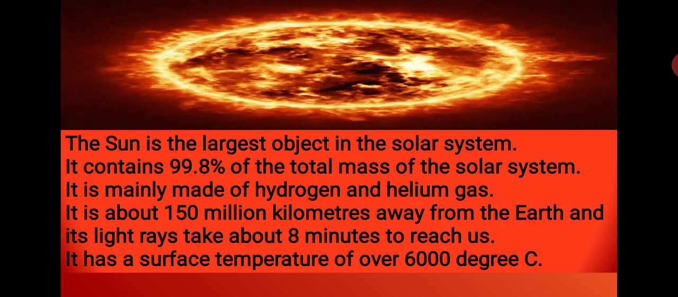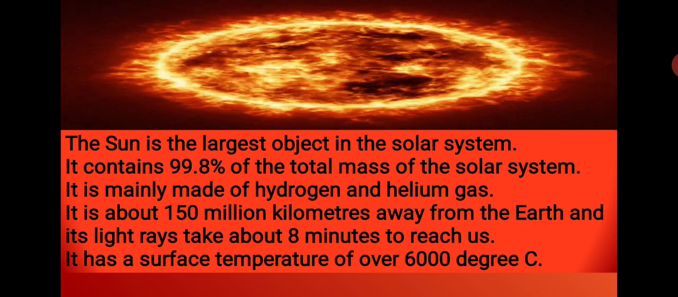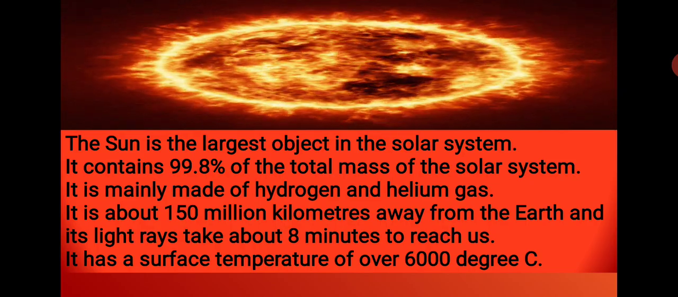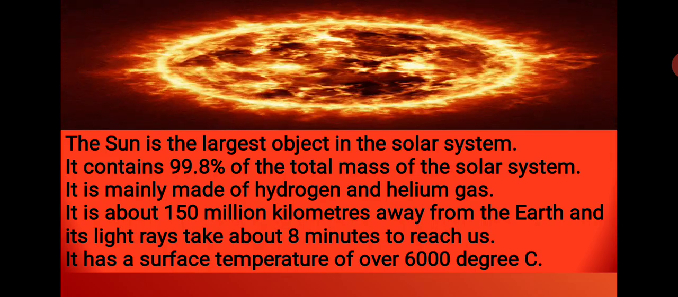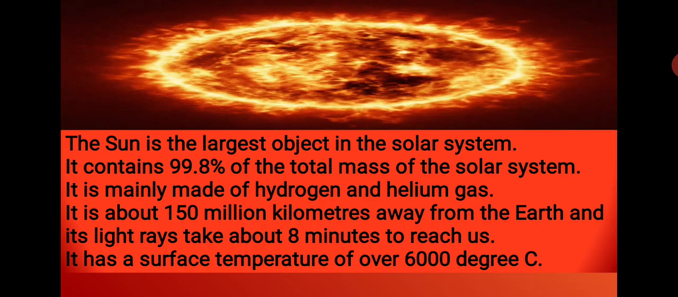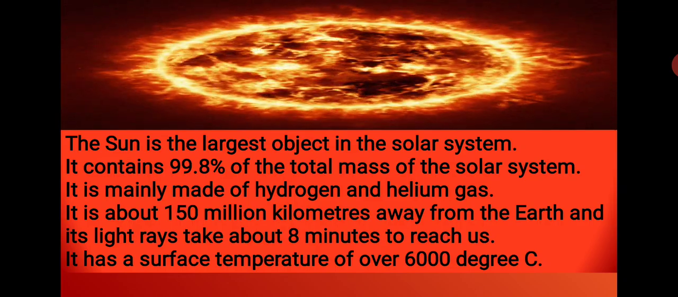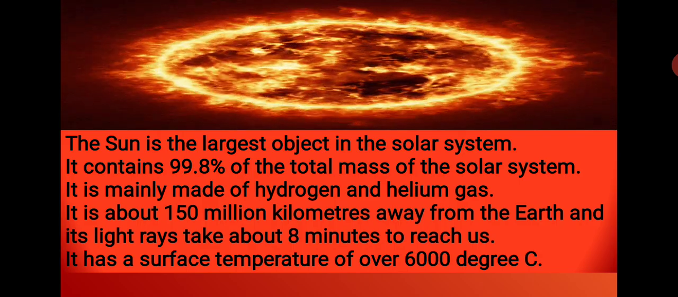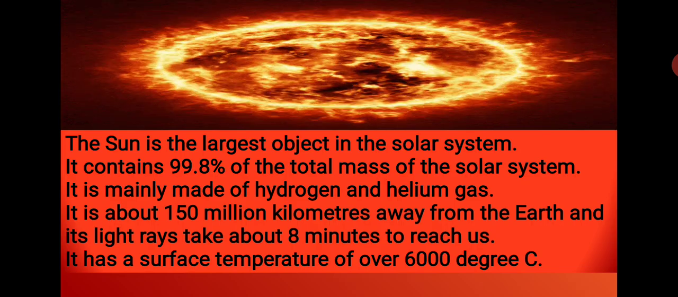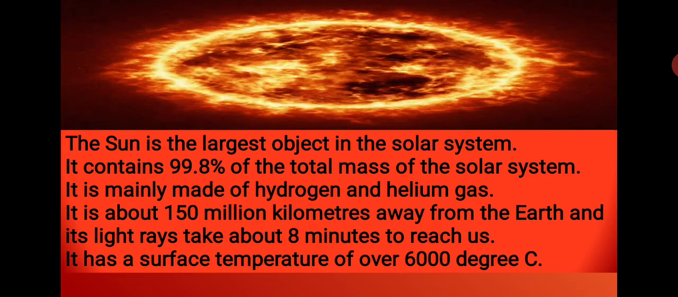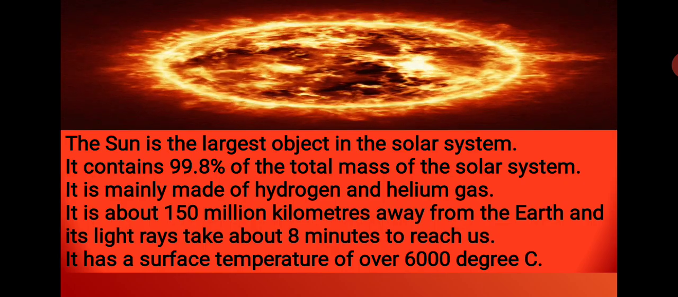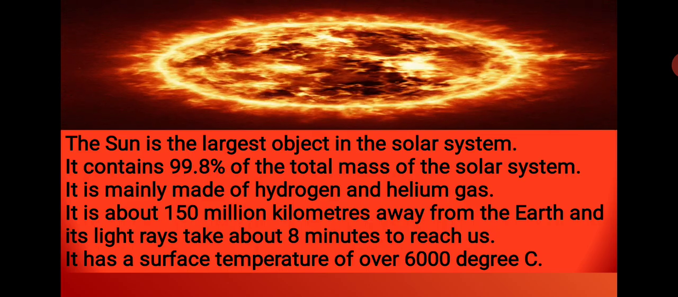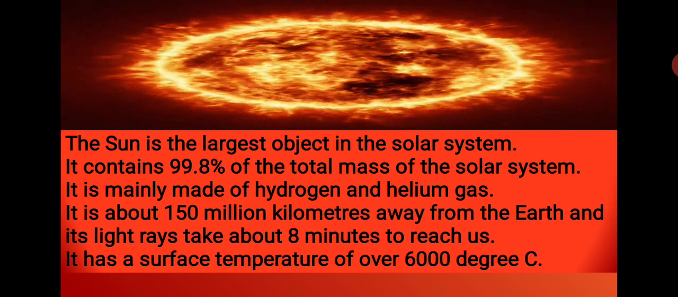Now, in this slide, children, you can see the sun, the head of the solar system, or we can say the father of the solar system. The sun is the largest object in the solar system. It contains 99.8% of the total mass of the solar system. It is mainly made of hydrogen and helium gas. It is about 150 million kilometers away from the earth and its light rays take about 8 minutes to reach us. It has a surface temperature of over 6000 degrees Celsius.